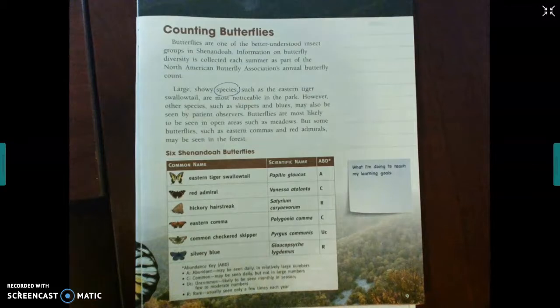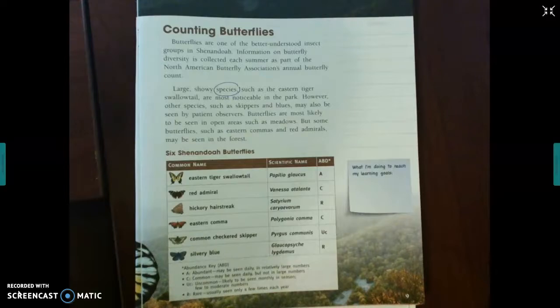Counting butterflies. Butterflies are one of the better understood insect groups in Shenandoah. Information on butterfly diversity is collected each summer as part of the North American Butterfly Association's annual butterfly count. Large, showy species, such as the eastern tiger swallowtail, are most noticeable in the park. However, other species, such as skippers and blues, may also be seen by patient observers.